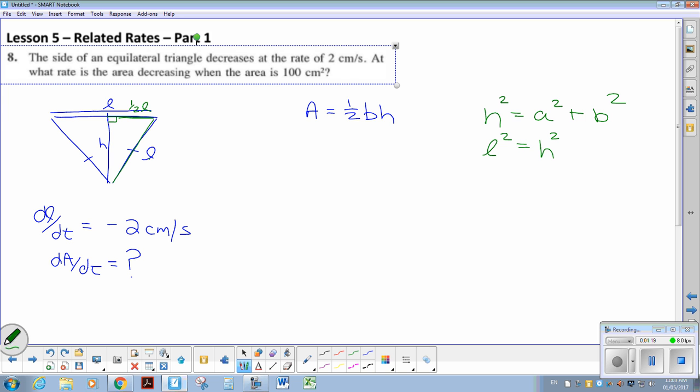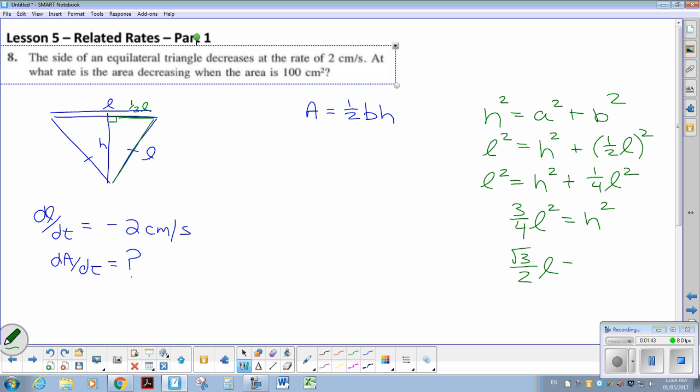I'm introducing H again, that's a different type of H. Plus the base, which is (1/2 L) squared. So that means L squared equals H squared plus 1/4 L squared, or 3/4 L squared, moving that over, equals H squared. And we can clean this up, take the square root of both sides. We can do this because it's all multiplication. Root 3 over 2 L is equal to H. It doesn't really matter in this case which one we're going to use. So I know my height in terms of L.